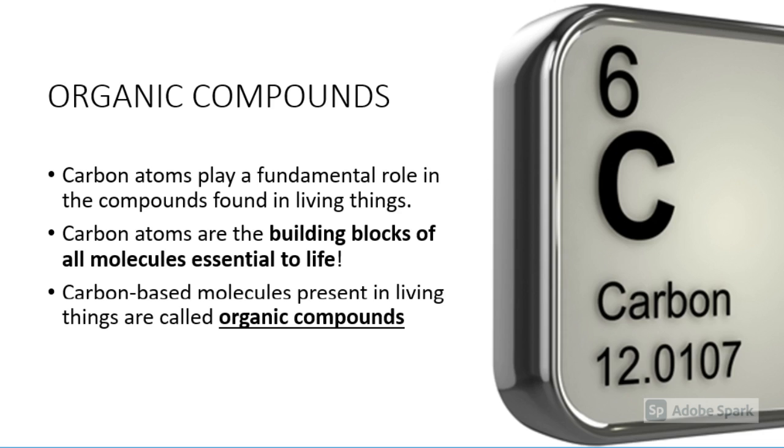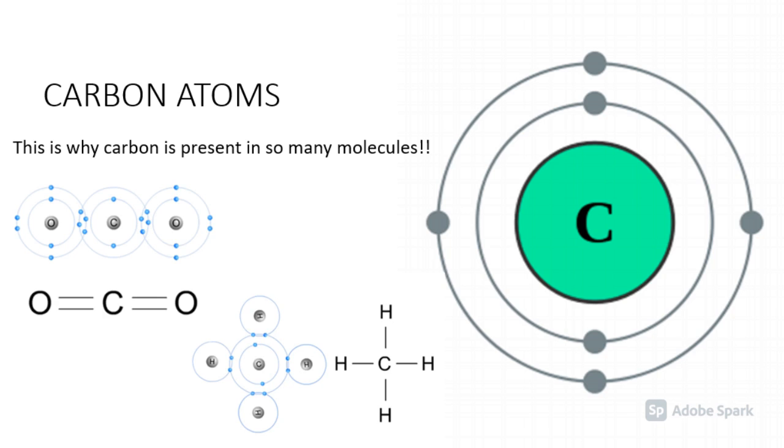Carbon-based molecules present in living things are called organic molecules. Completely different from organic food that you buy at the grocery store. When you look at the structure of a carbon atom, you see that it has 4 valence electrons, meaning that it needs 4 more electrons to be happy. This is why carbon is present in so many molecules. It has the ability to bond to up to 4 different atoms.